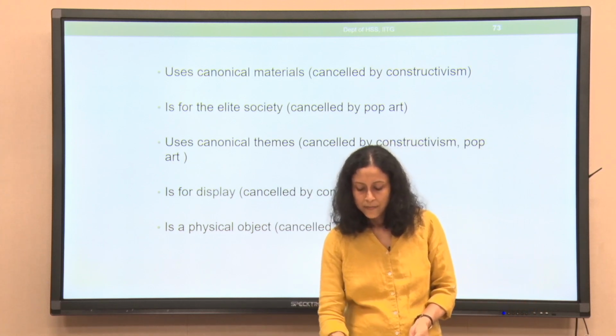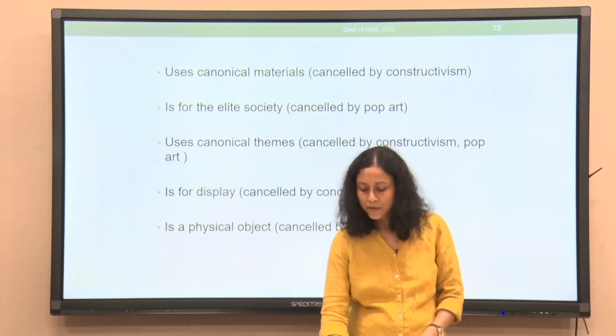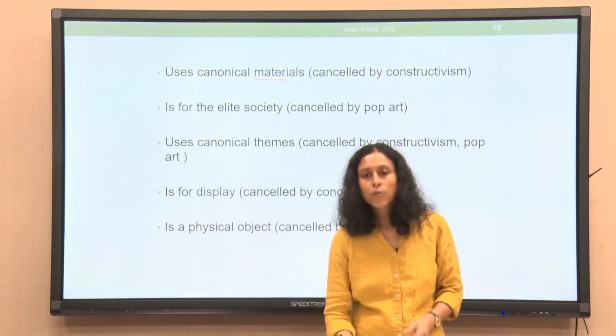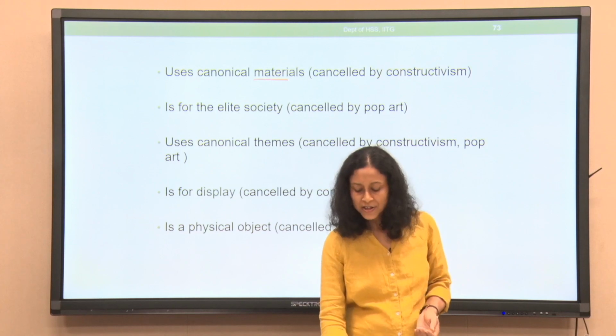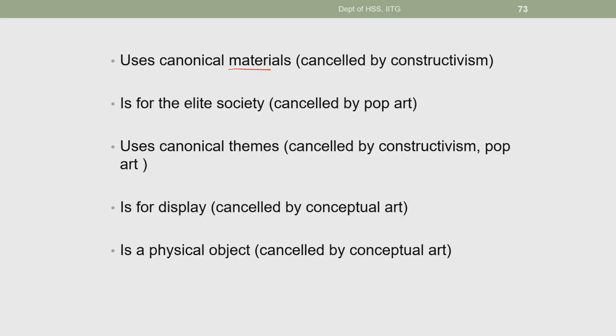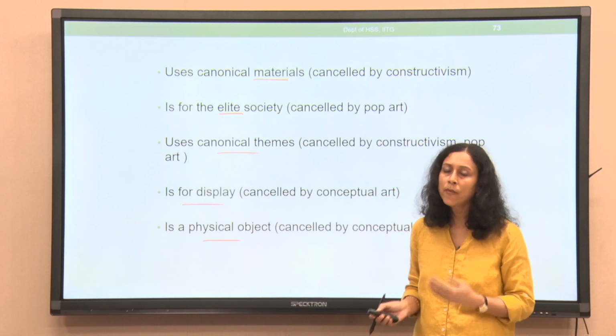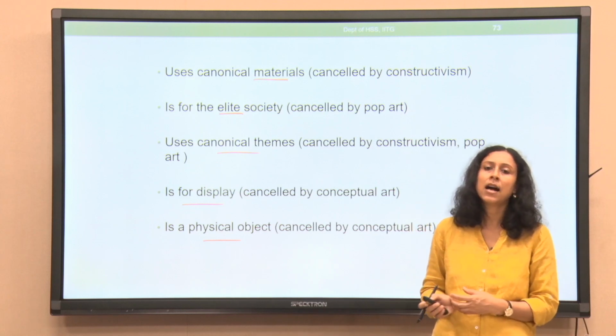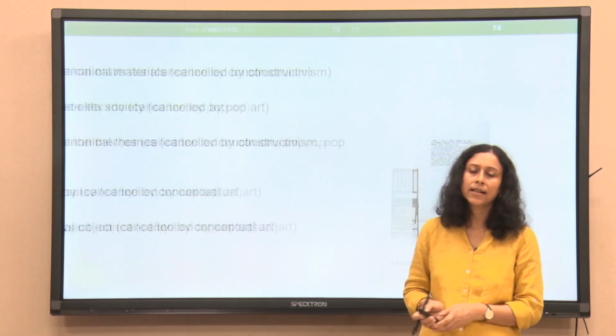So, material, as I said, in terms of material, in terms of who the target audience is, in the initial phases, in the old times, art was considered to be for the elite, now it is cancelled by pop art and so on. The themes and purpose and so on, physical objects, everything has been cancelled. So, there is absolutely no fundamental feature of what art is, basically, that is the point.